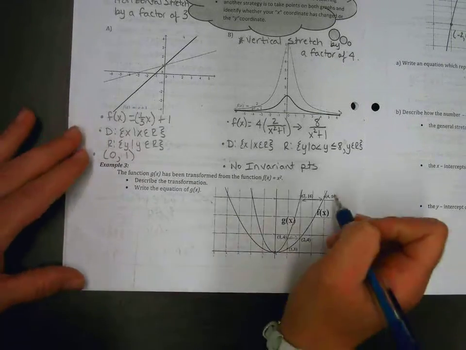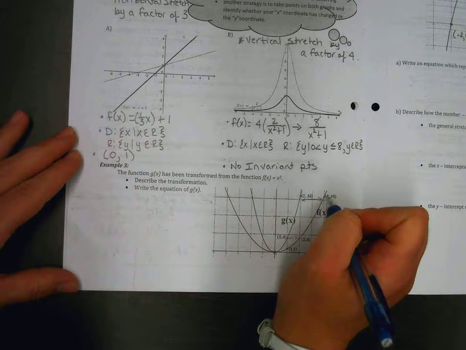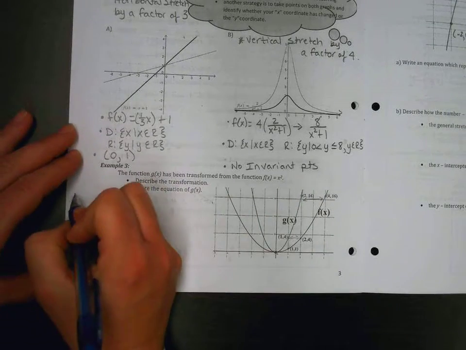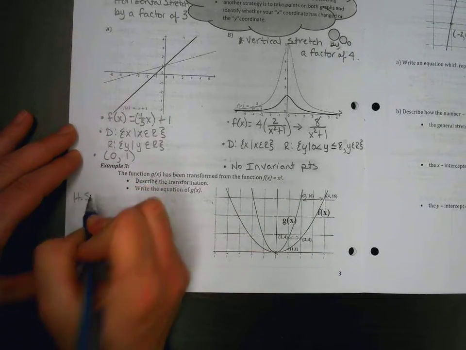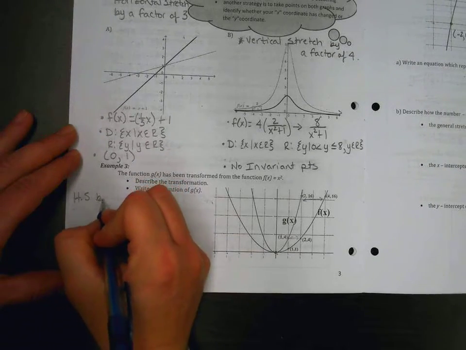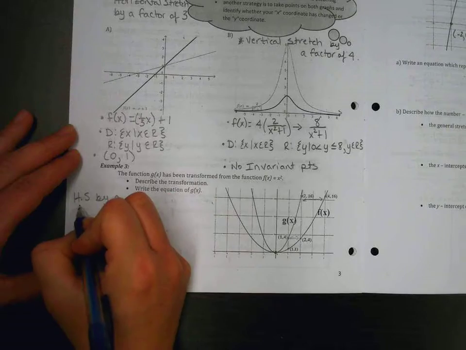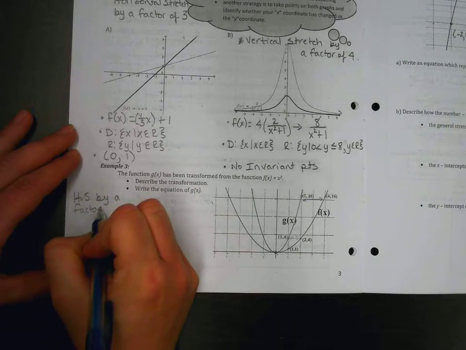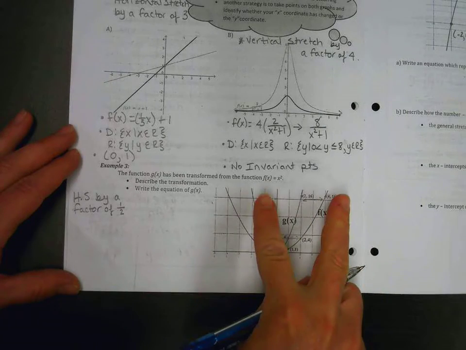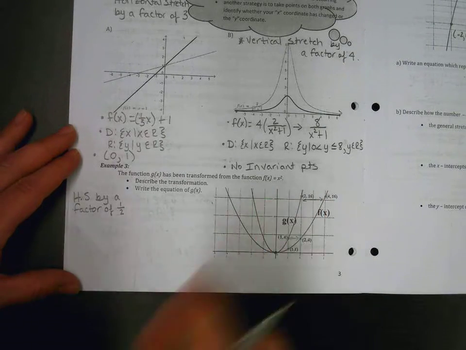So when we look at this, I can clearly see that my original x coordinate went from a 4 to a 2 here, or a 2 to a 1. So this tells me that there has been a horizontal stretch, HS for short, by a factor of 1/2. Distance is now 1/2 of what it originally was.